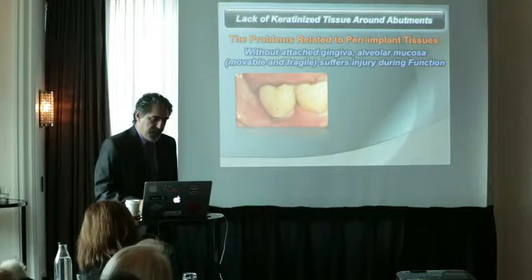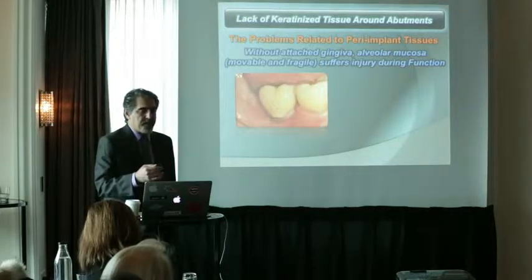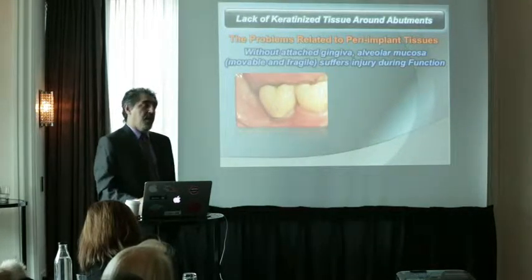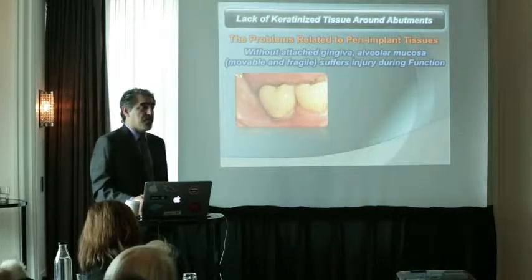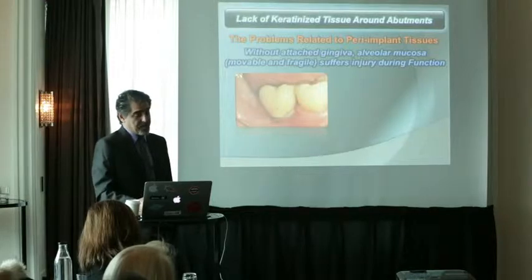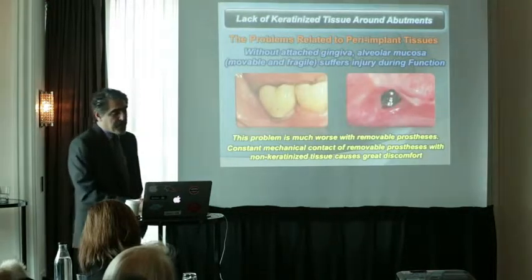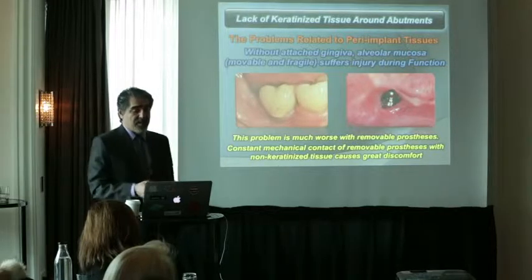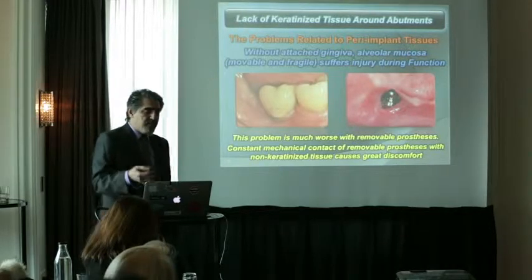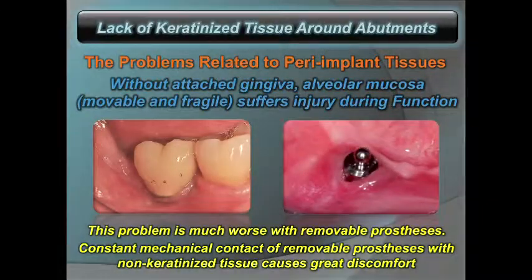health of the tissue, and of course, the amount of injury to the tissue during function, during mastication, is going to be less when you have keratinized tissue. It's going to be even worse in overdenture attachments, mostly because in this situation, with the removable prosthesis moving here and there, you get a lot of these problems if you don't have keratinized tissue.